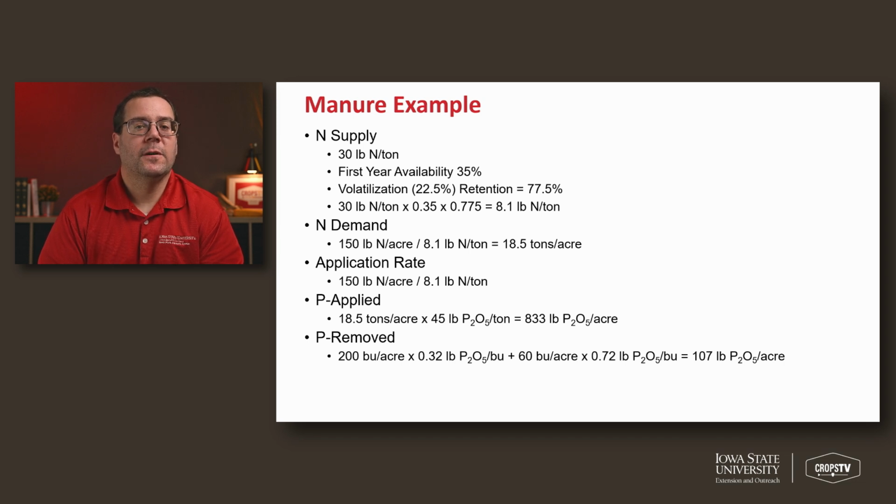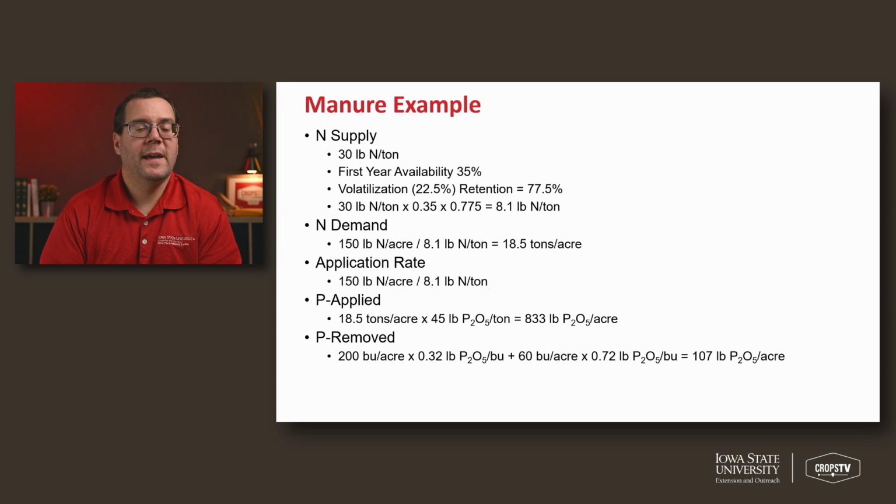How much phosphorus came along for the ride? In this case, we got 45 pounds of P2O5 per ton, right? That's what I specified in the problem. And we don't have to take into account volatilization. Phosphorus doesn't have a volatile form. Phosphorus is all first year availability, so we're not correcting for availability. And lo and behold, we put on 800 pounds of phosphorus per acre.